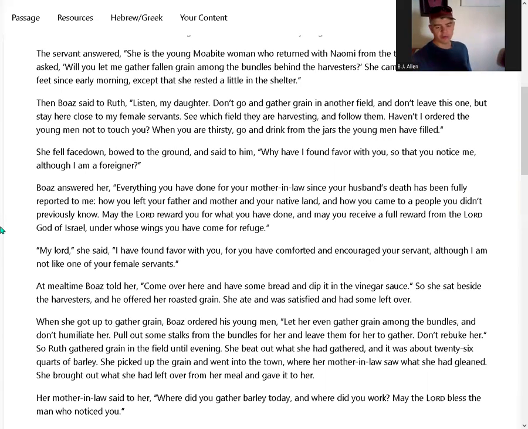At mealtime, Boaz told her, "Come over here and have some bread and dip it in the vinegar sauce." So she sat beside the harvesters, and he offered her roasted grain. She ate and was satisfied and had some left over.